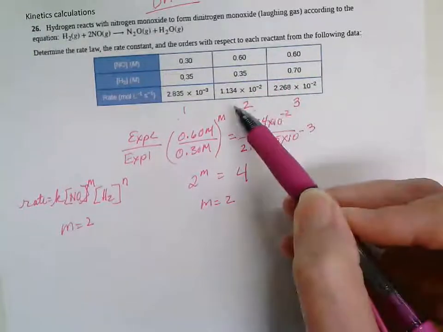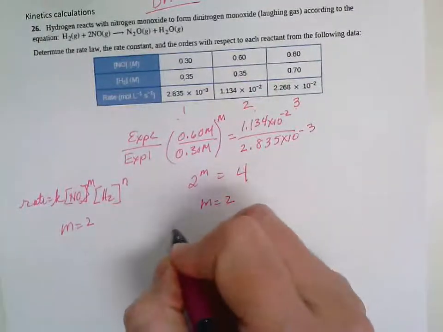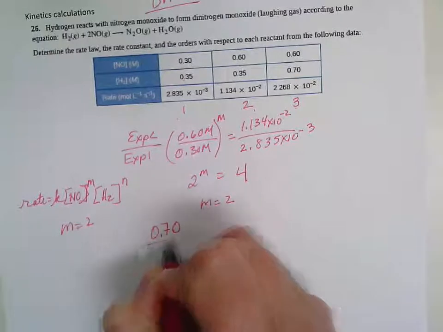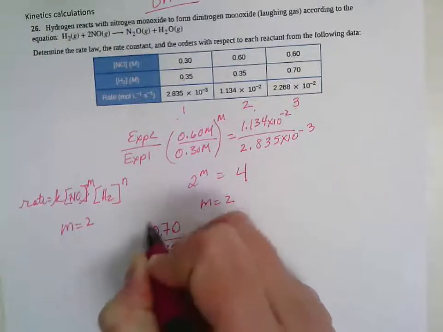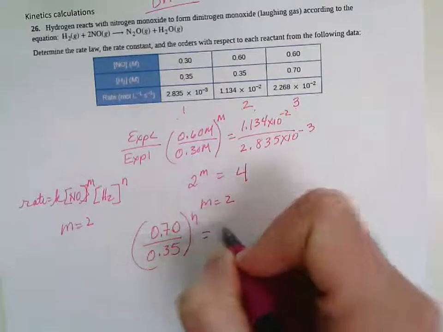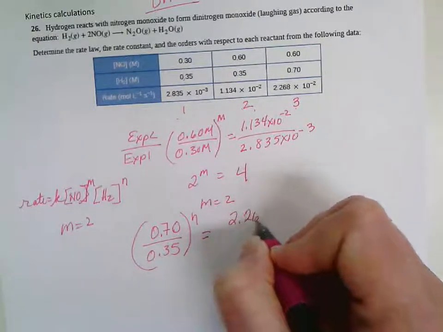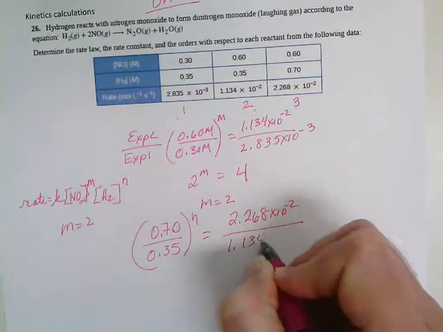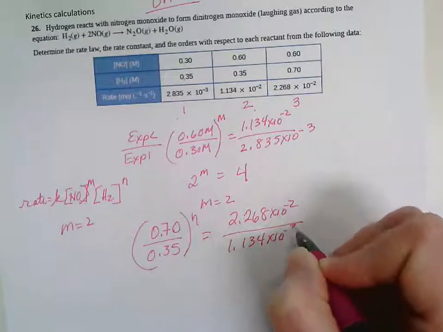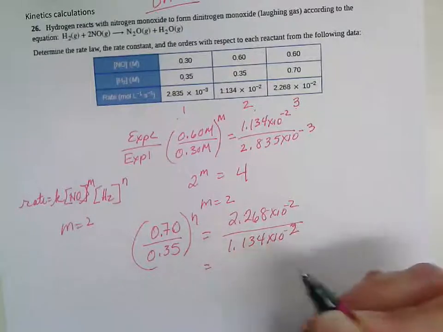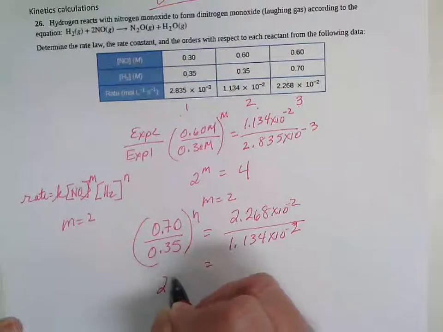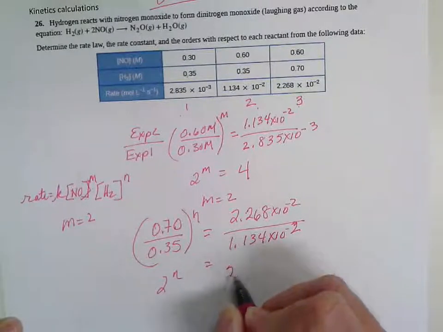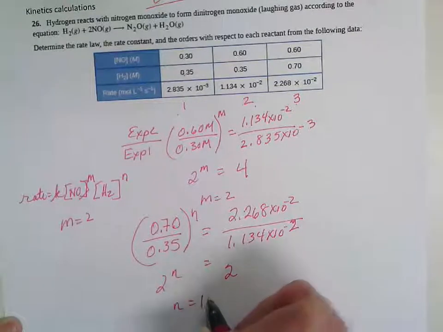So I'm going to take experiment 3 and divide it by experiment 4. So I'm going to have 0.70 divided by 0.35 raised to the n is going to equal 2.268 times 10 to the negative 2 divided by 1.134 times 10 to the negative 2. And so this is going to be 2 to the n equals, and that looks to me like it's going to be 2. So n must equal 1.